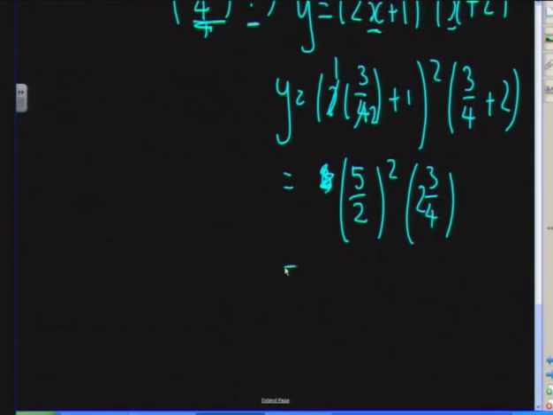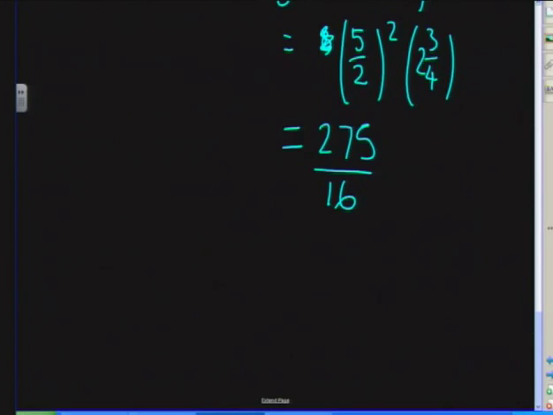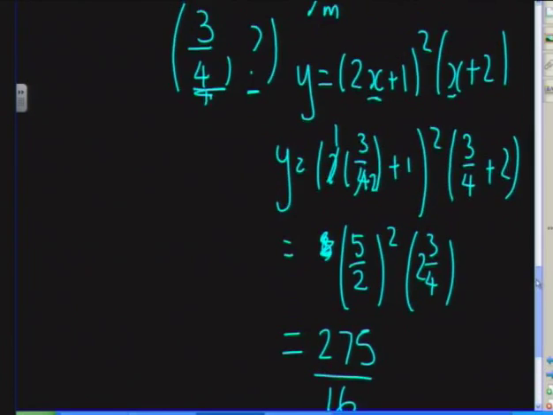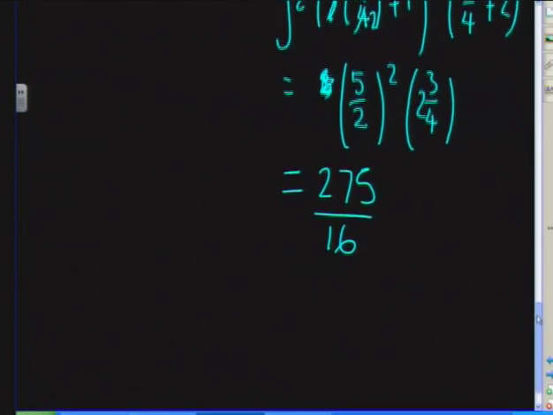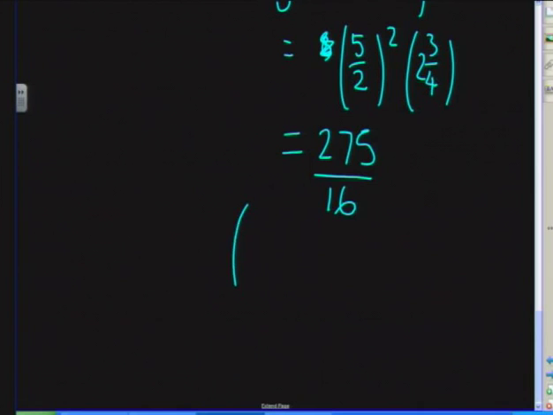As you can see, guys, the answers aren't really nice, pretty 1s and 2s and 3s. These are fractions, and it's real life. You get fractions and you get decimals. All right, so therefore our y coordinate is 275 over 16. So our point of contact is now 3 over 4 and 275 over 16.